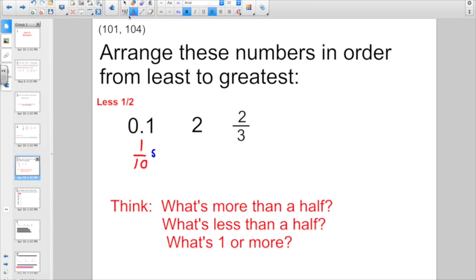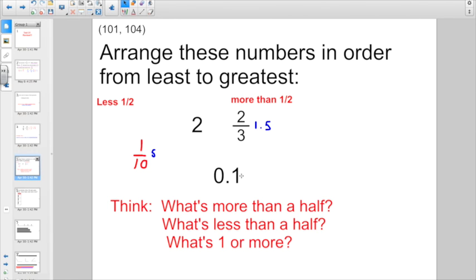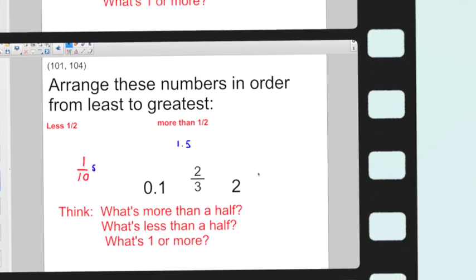And now 2/3. Take a look at the denominator. Half of 3 would be 1.5. So is this guy more than a half or less than a half? So then it's going to be pretty easy to put these guys in order from least to greatest, right? I'm going to start off with 1/10 because he was less than a half. Then I'm going to go over here to my 2/3 because he's more than a half. And then I'm going to go to my whole number 2 because he's equal to 1 whole or greater.